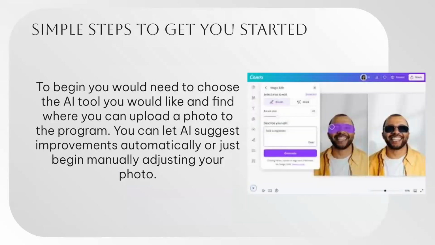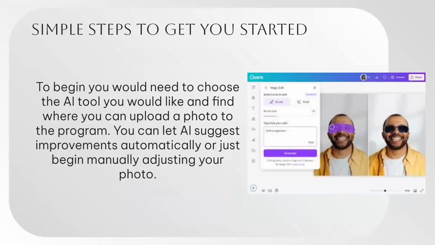And so the general steps to getting started with AI editing: first, you're going to want to find the tool that you want to use. Your choice will usually be based on specifically what you want to do, how advanced of tools you need, and also the cost of the tool, because some will be free, some will be more expensive than others. Then you're going to want to upload the photo that you've taken into the program.